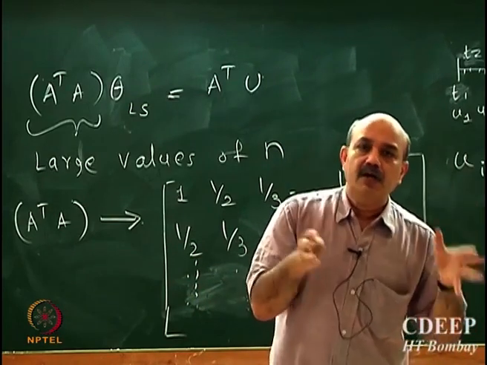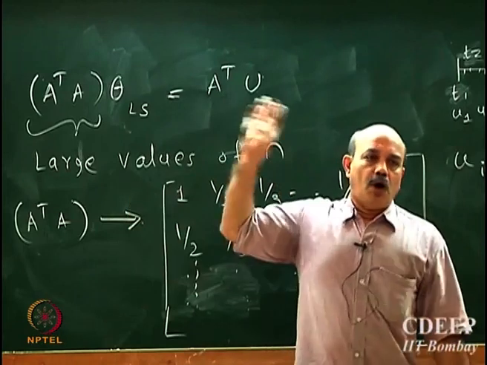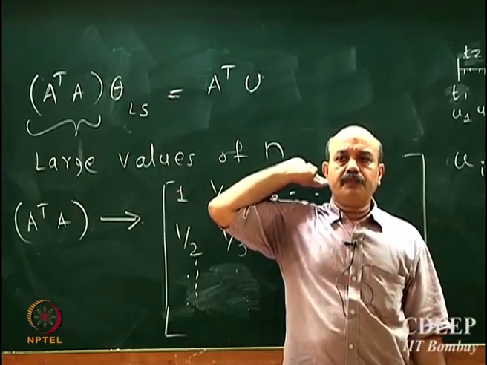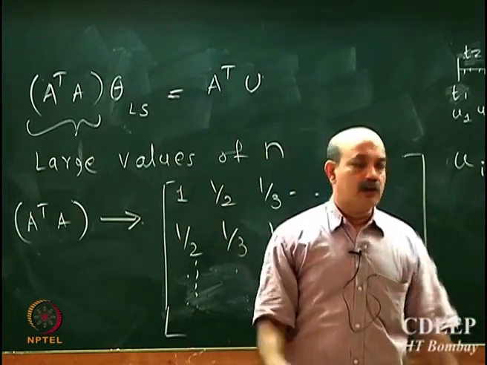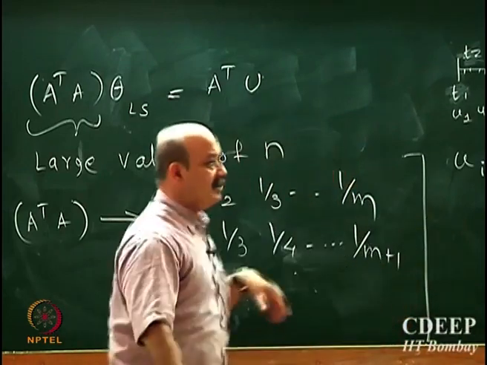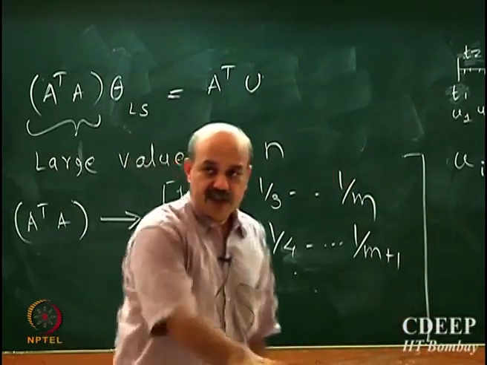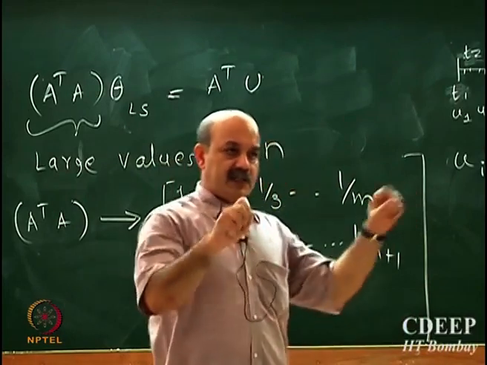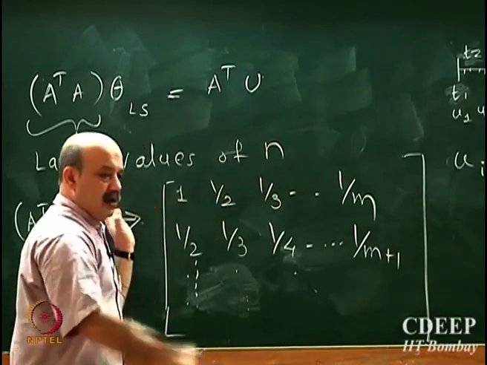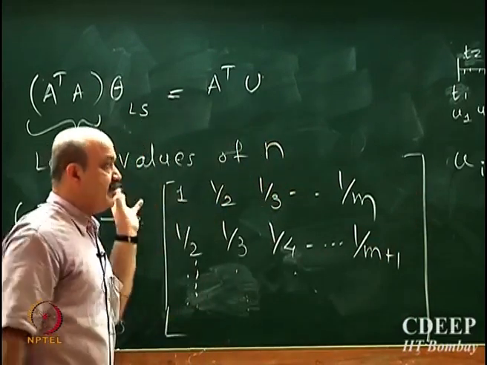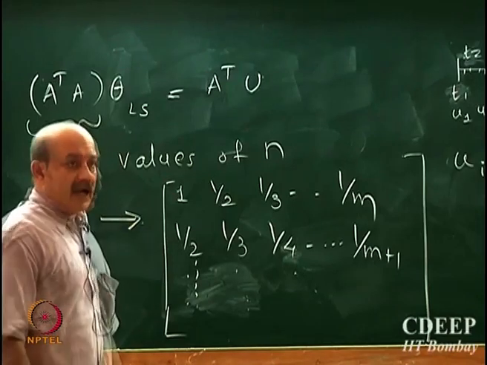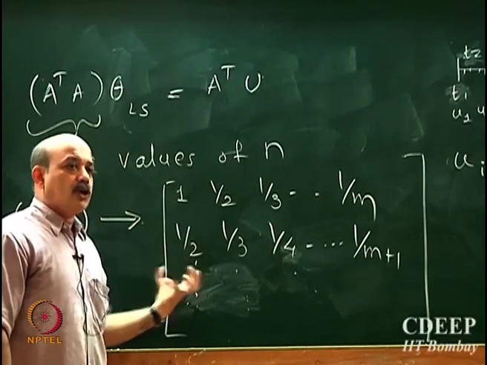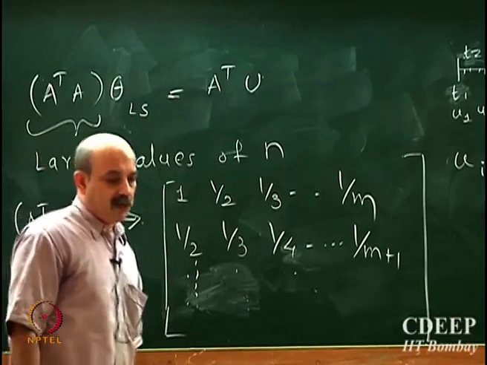A better way here would be to use orthogonal polynomials. There are slightly different ways of constructing orthogonal polynomials for the discrete data case, which are discussed in the notes. I am leaving it for you to read, but the idea is that if you use orthogonal polynomials, then this difficulty can be avoided.